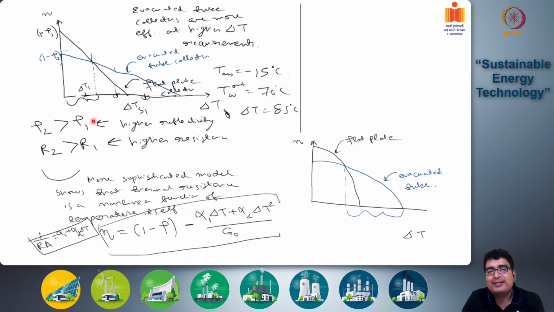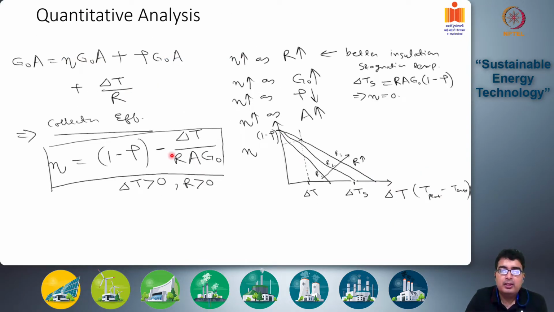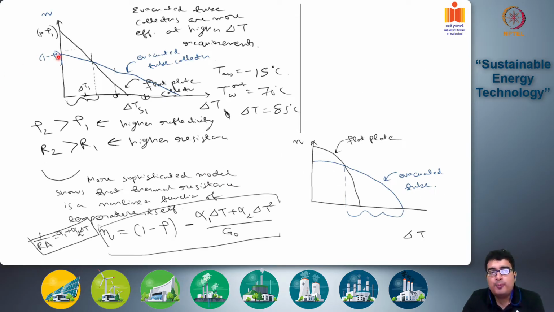Your rho 2 is greater than rho 1, higher reflectivity. So 2 is basically evacuated tube, 1 is flat plate. So 1 minus rho 2 is lower, 1 minus rho 1 is higher. But your thermal resistance R2 for your evacuated tube collector is greater than R1. So the slope, remember this is your expression here, R2 is greater, so the slope is lower. So your slope for your evacuated tube collector is much less steep than your flat plate collector.